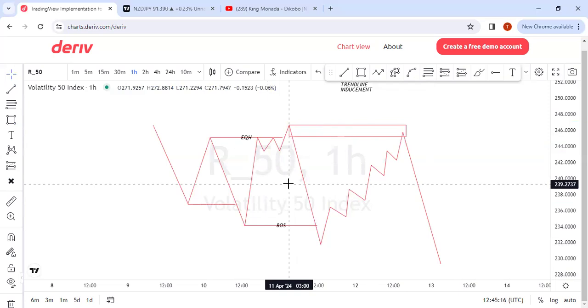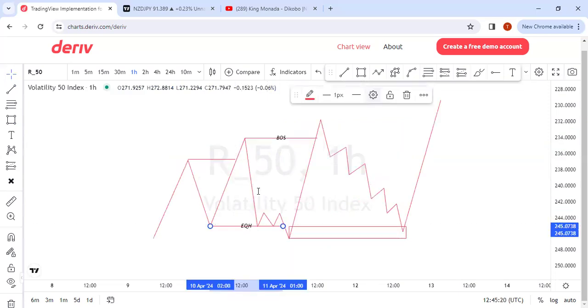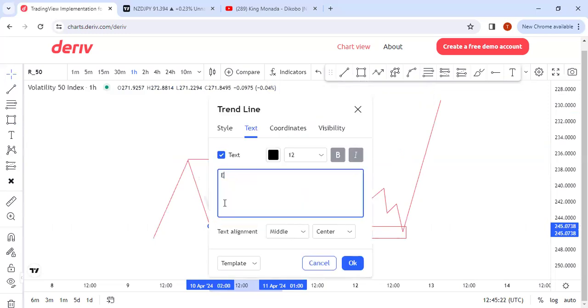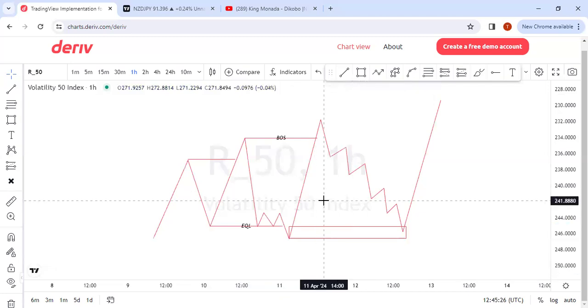Then we can have what you call equal lows. Equal highs and equal lows are exactly the same thing, just that the one is happening in a downtrend, the other one is happening in an uptrend. So if you have a concept of coming up with a setup of the equal highs, you can also be able to identify a setup after the market created equal lows.